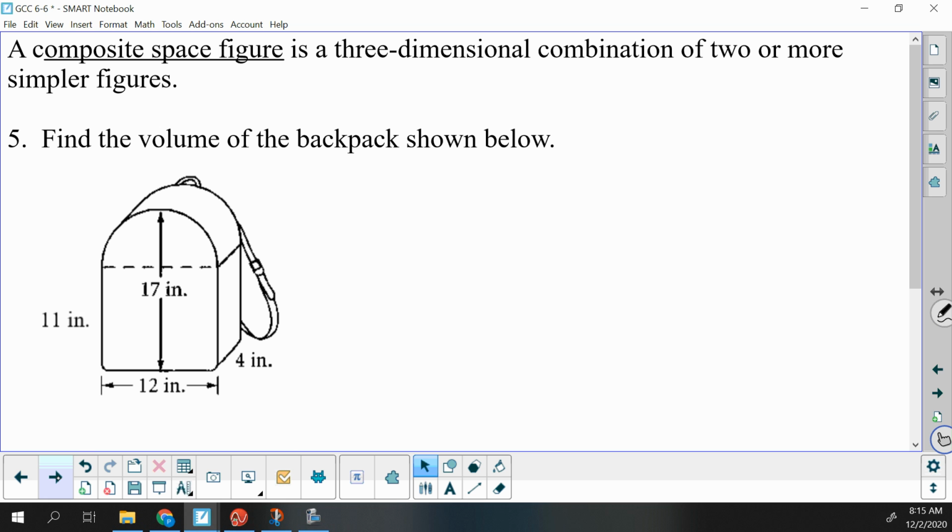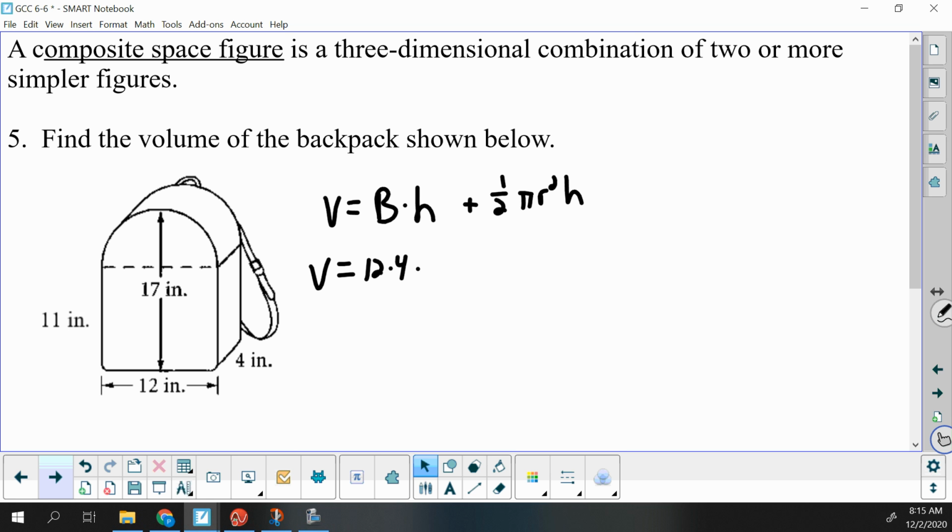Well, a rectangular prism is area of the base times the height. And then we'll have to add on the volume of half the cylinder. Well, a cylinder is pi r squared times h, and we'll have to put a half out front because it's half of the cylinder. That cylinder is just turned on its side. In our rectangular prism, the base is a rectangle, so it's just 12 by 4. And then the height of the rectangular prism is that 11 that's there.